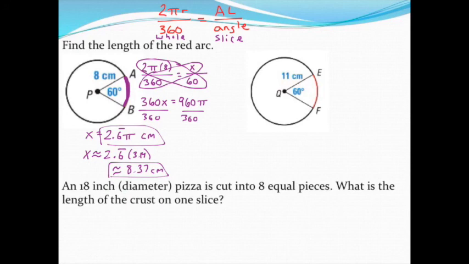I want you to go ahead and try the second problem, the one on the right. If you want to pause the video and try this for yourself, it's going to follow the exact same proportion that we just used. If you want to let the video play through, my work will pop up if you want to check it, but I'd recommend again that you pause it and try that one for yourself first.